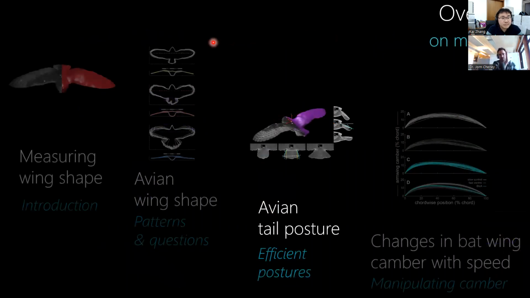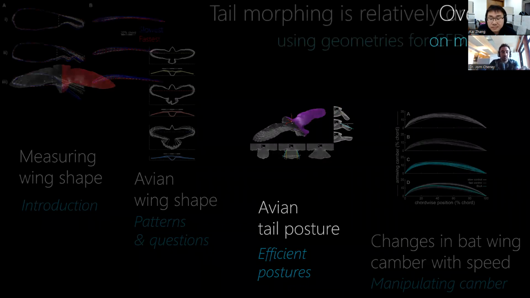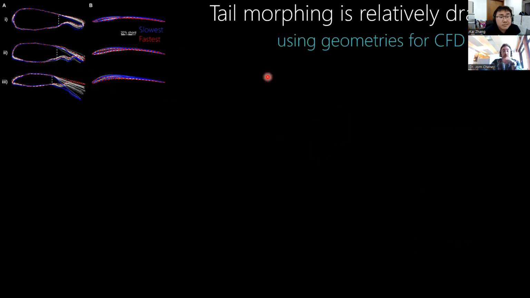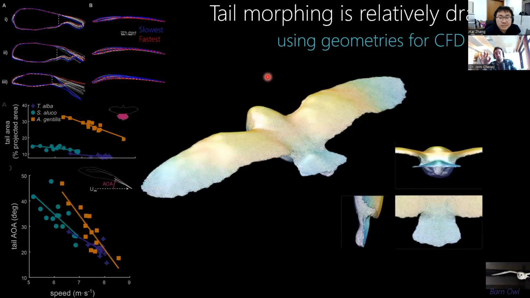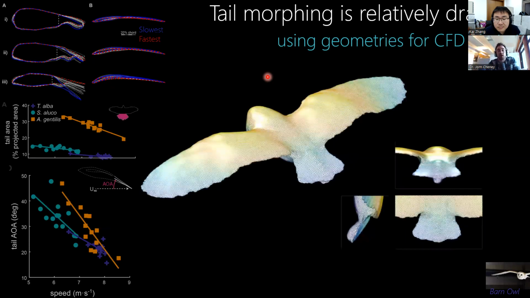Okay, so that was the plea to get more people to do more work on morphing and bird wings. Now I'll tell you how we used our geometries to understand the tail. What I've told you already is that the tail really is quite a dramatic morphing relative to, say, the wing. So what we did was we took this same geometry and we caused it to pitch up and down, as well as spread and contract.